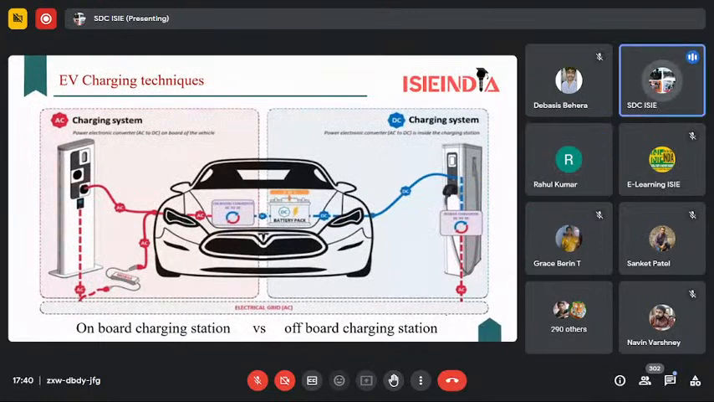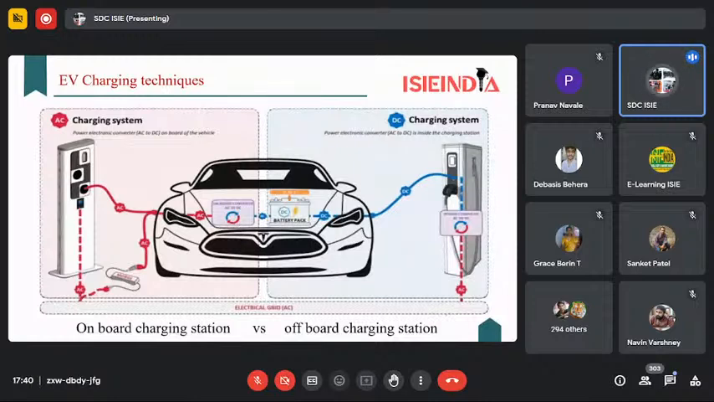So we will come towards the EV charging technique. Basically, EV charging techniques are classified into two types: onboard charging station and offboard charging station. The onboard charging station is also known as level 1 and level 2 charging station, and offboard charging stations are level 3 charging stations.